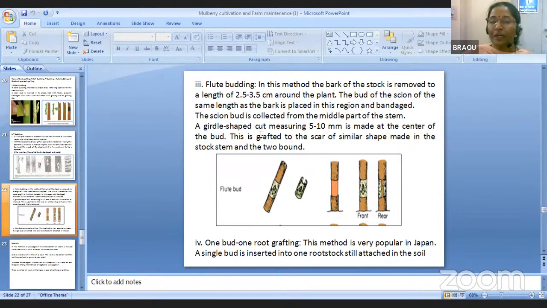And the girdle shape cut measuring 5 to 10 mm is made at the center of the bud, and this is grafted to the scar of a similar shape made in the stalk, and they are bound together, and ultimately you are going to get a proper foliage that is coming out from the bud. The last one is a one bud, one root grafting. What do you mean by that? Popularly followed in Japan, that is a single bud is inserted into one root stock still attached in the soil. So you're not going to separate them. It's only a single bud that is inserted into one root stock, and then they are allowed to grow. So that is one bud, one root grafting.